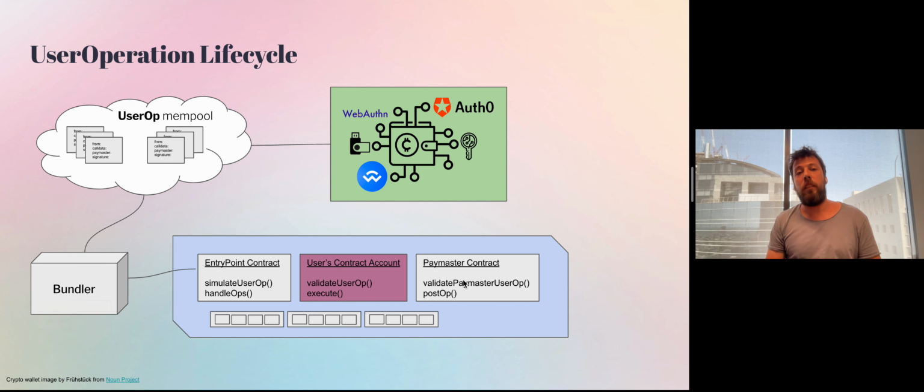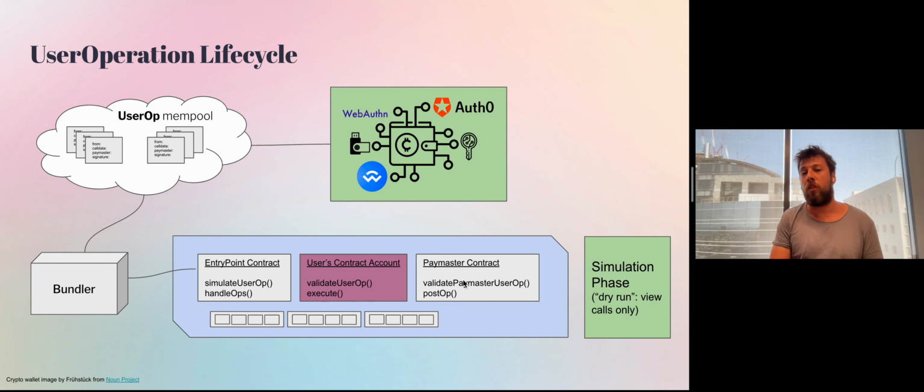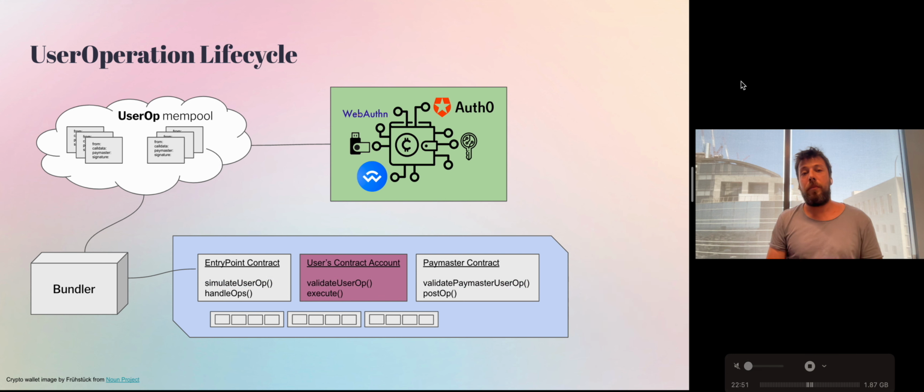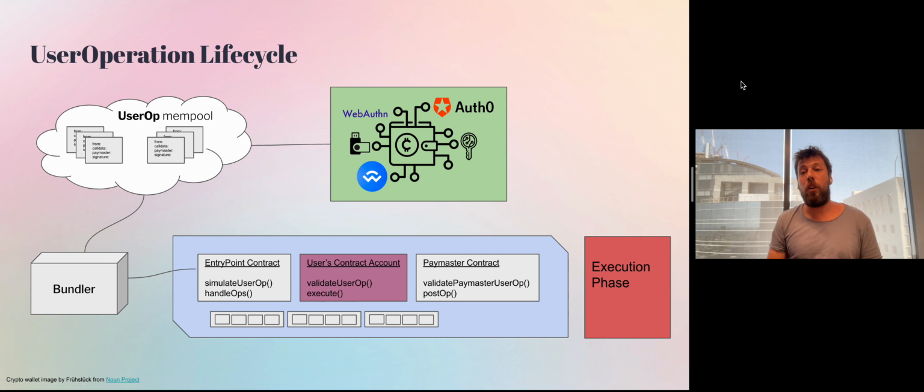So first, they will simulate the user op. Okay, we do the simulation phase. It's like a dry run. It's like you're only using view calls. You're not actually writing anything to the blockchain. So they will call simulate user op on the entry point contract, which in return will call the user's contract account and validate that user op, and also validate a paymaster user op if needed. If everything is okay, then we go to the execution phase, which is handle ops.